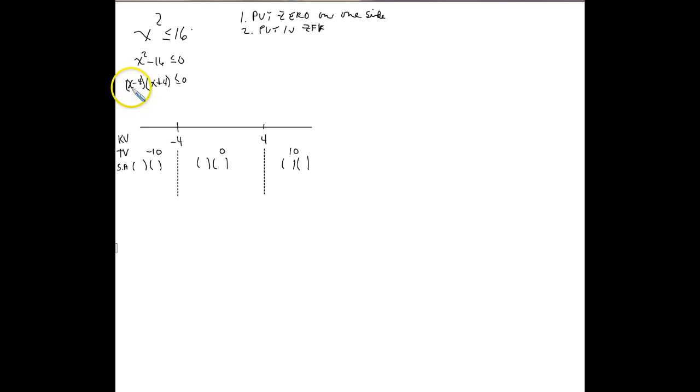Now, if I plug in negative 10 into this x here, I get negative 10 minus 4, negative 14. That is a negative number. And then negative 10 plus 4 is a negative 6. That's a negative number. We know by our multiplication rules with positives and negatives, two negatives make a positive.